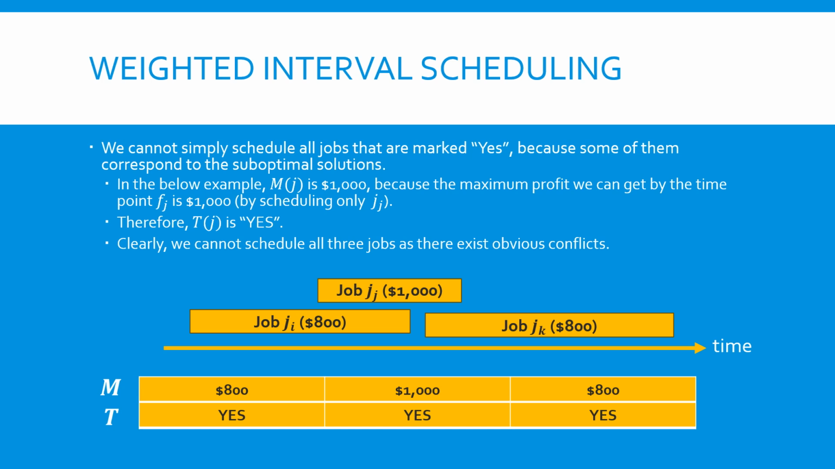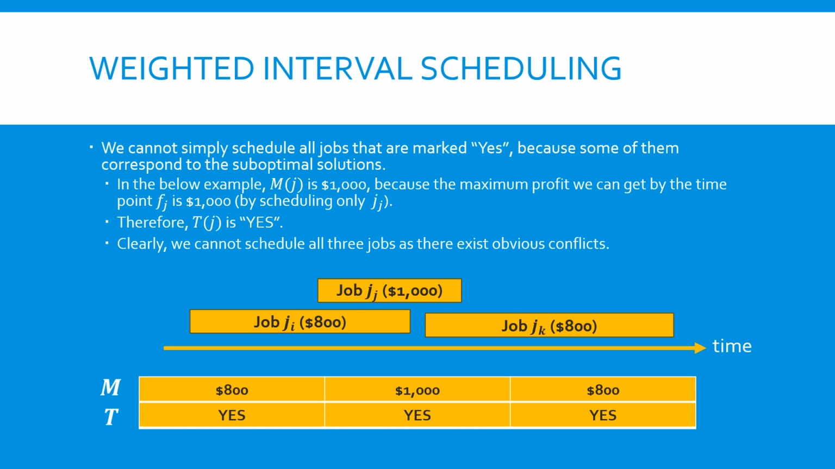It is important to know that we cannot simply schedule all jobs that have yes in the corresponding entries. This is because each entry T_i only stores the optimal schedule for the subproblem M_i, which may not correspond to the overall optimal solution M_n. For example, the second entry T_j stores the optimal schedule for M_j, which tells the maximum profit up to the finish time of the job J_j. In this case, M_j is $1,000 and can be achieved by scheduling J_j, indicating that the entry T_j should be marked yes.